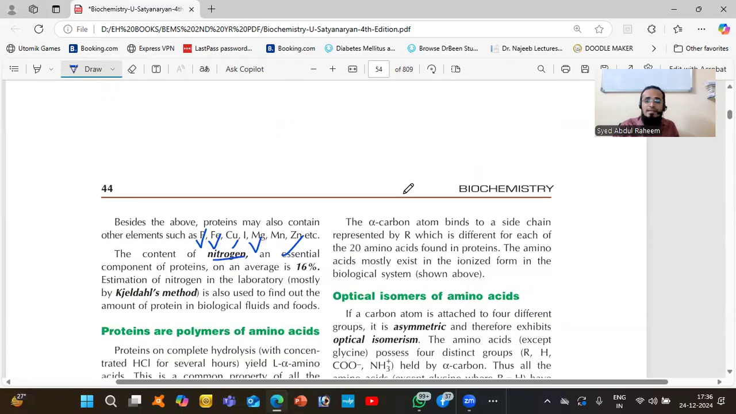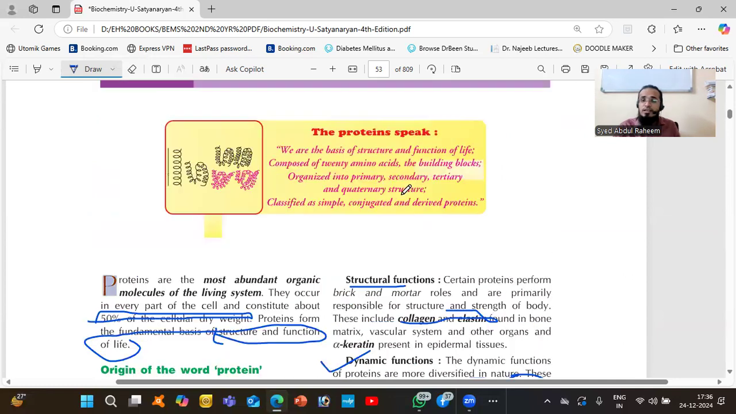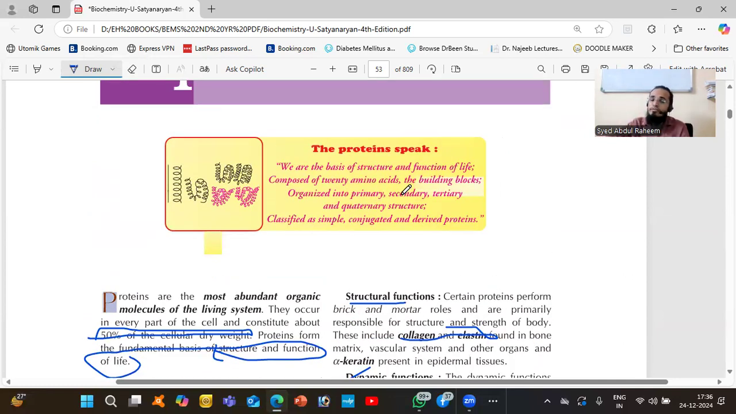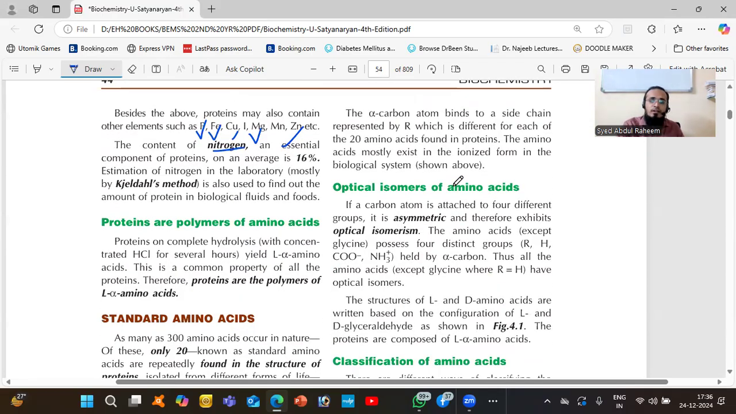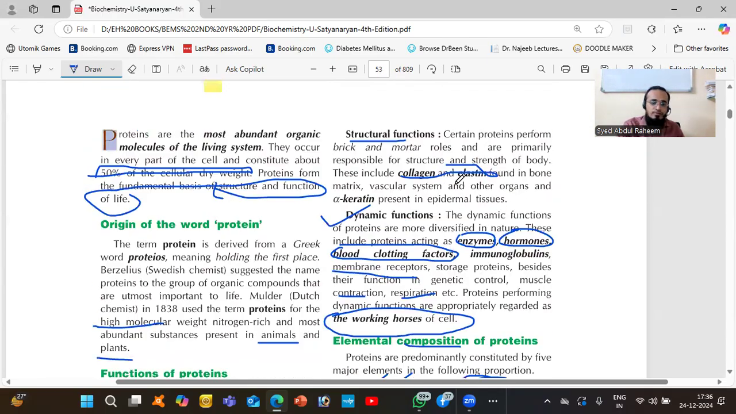So this is the basic idea about proteins. Proteins are needed for the structure and function of the cell. We have structural functions and dynamic functions. We have enzymes, hormones, blood clotting factors, immunoglobulins, receptors. All these need proteins, and contraction of muscle, relaxation of muscle, respiration, everything, we need protein.